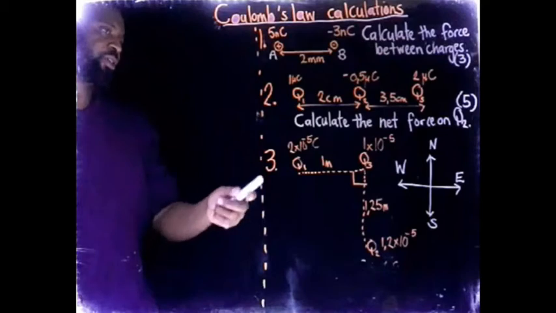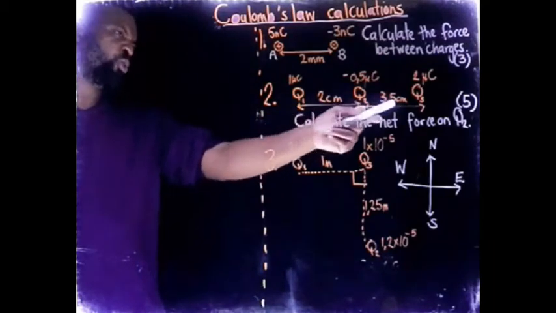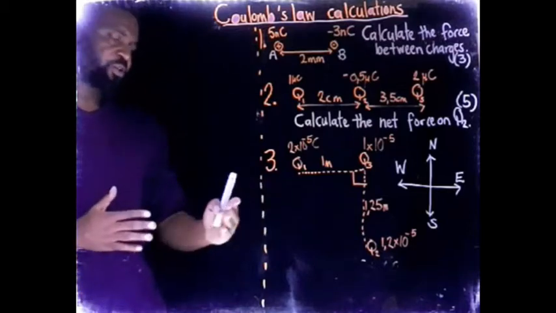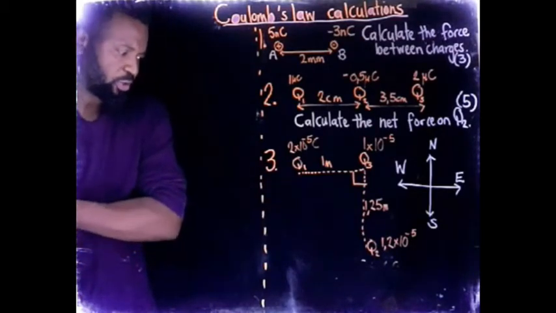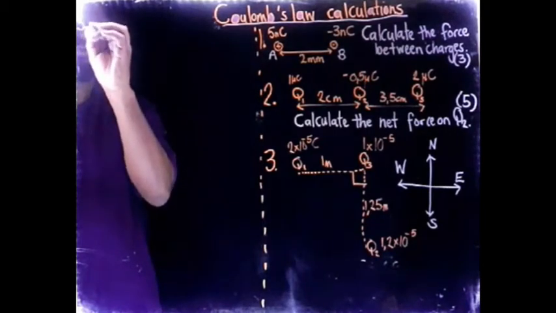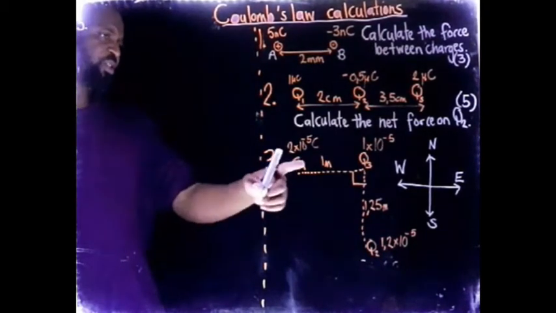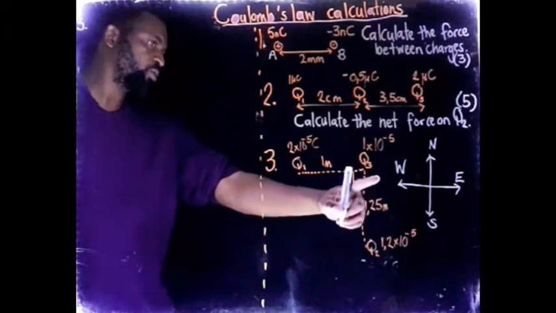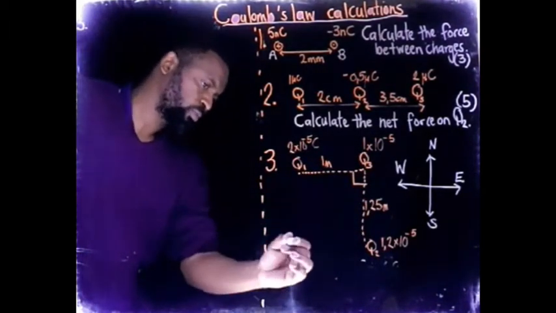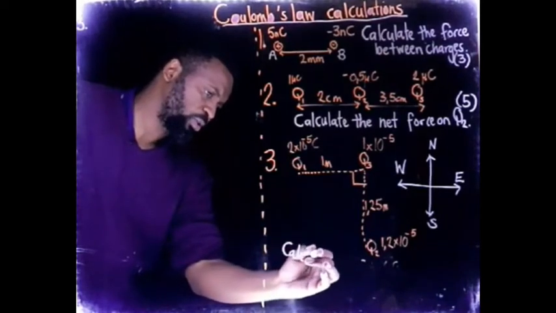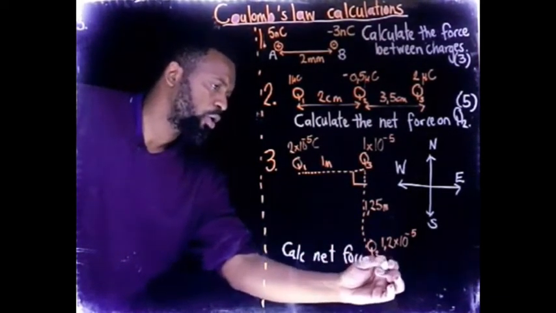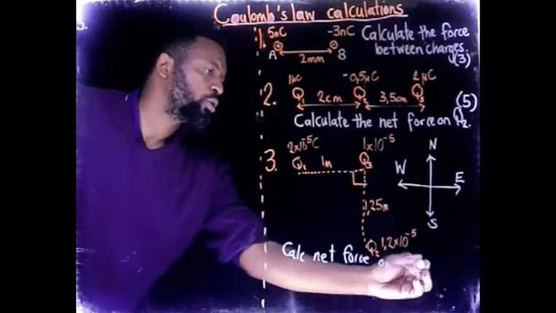Okay, so in the last question we said when you've got more than 2 charges, free body diagram, figure out the direction of the forces, then calculate the forces. In question 3, that's exactly what we're going to do. Let's first, we want the net force on Q3. Okay, so calculate net force on Q3.